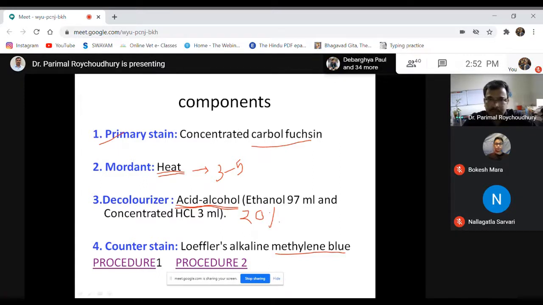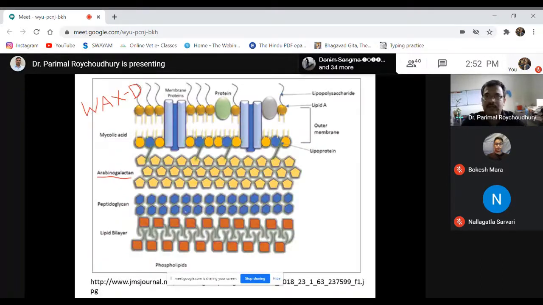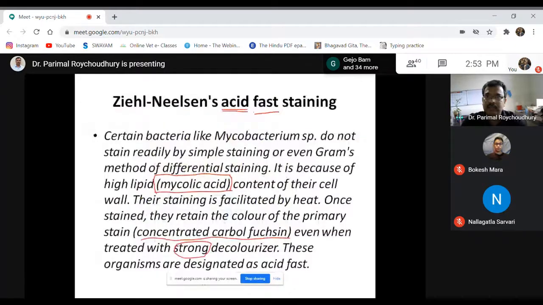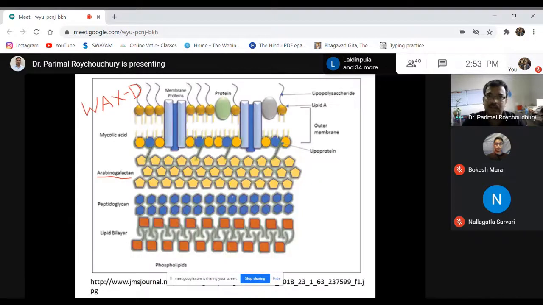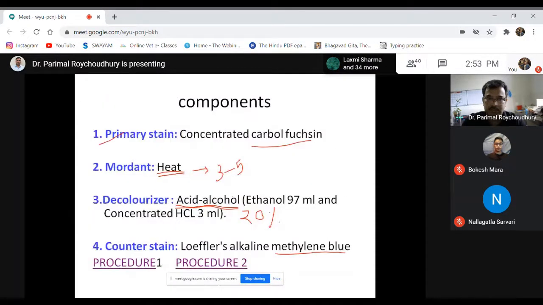Because we are using an acid solution for decolorization, this staining technique is called acid-fast staining. The meaning of fast is that the bacteria can resist decolorization by acid solution. Fast means resisting decolorization by a strong acid solution. That's the main basis of the acid-fast staining procedure.